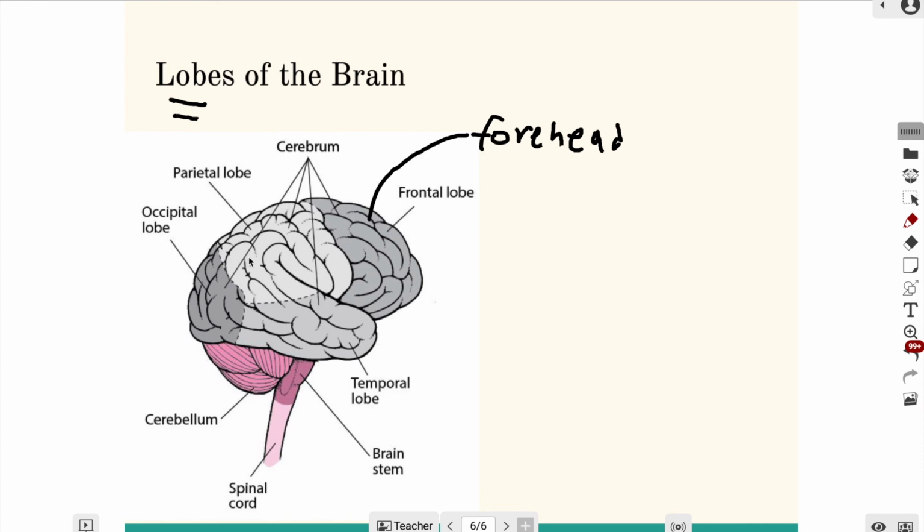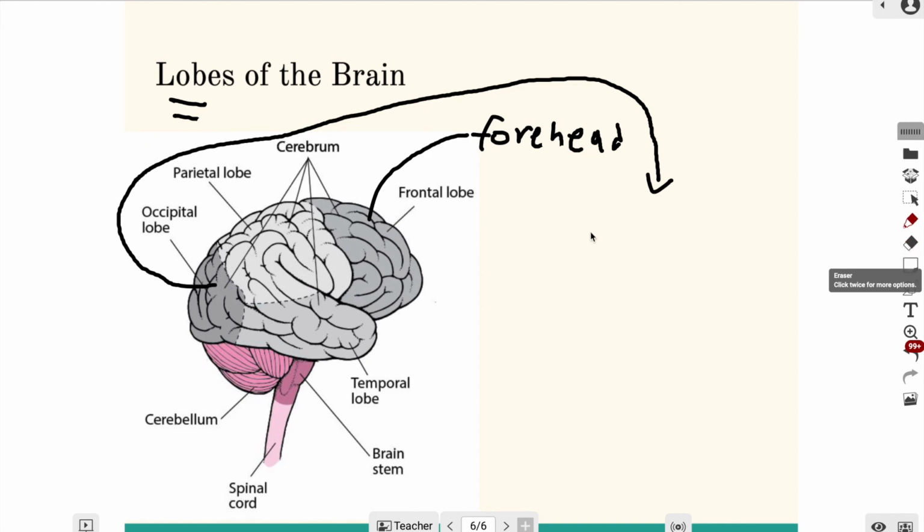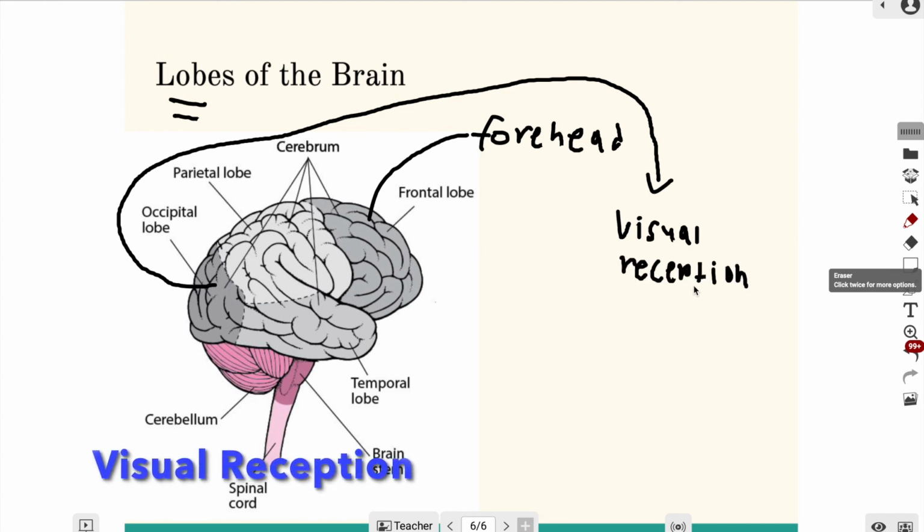Now, how about the occipital lobe? So the occipital lobe, I can bring an arrow down all the way here. The occipital lobe gives us the function of visual reception. Since the frontal lobe is the forehead area, this is the back of our head, right? And again, as I mentioned, occipital lobe gives us that function to see things. It gives us the ability to have vision. So without our occipital lobe, we would not be seeing really anything. So again, occipital lobe gives us that function of visual reception.